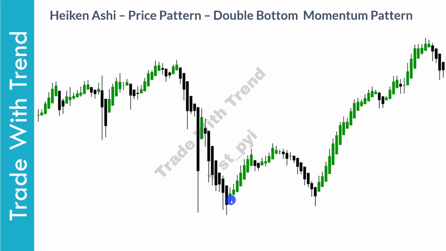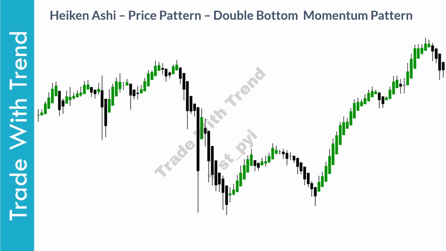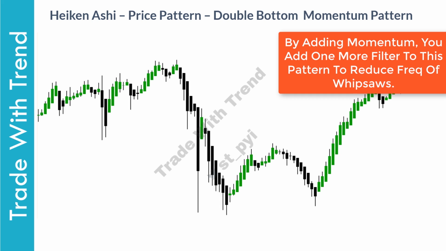A standard double bottom is where price revisits a previous bottom and takes support in this region. The problem with double bottom is that it is prone to whipsaws, as quite often price pauses near the previous bottom and then heads lower. This is one of the main reasons why standard double bottom is not used that often as a trading strategy. A much better way to trade double bottom is by adding element of momentum within it. By doing the same, you will add an extra dimension to this standard double bottom pattern.